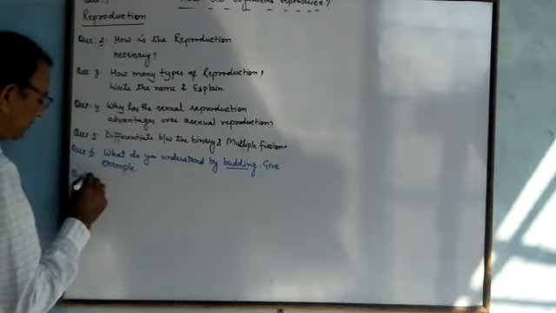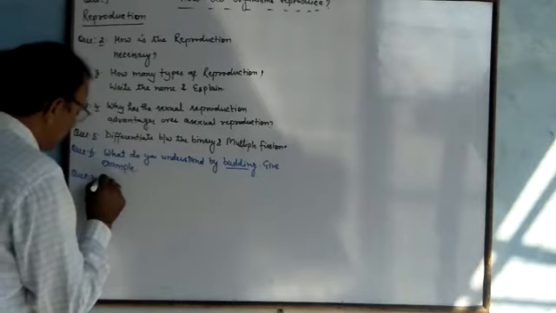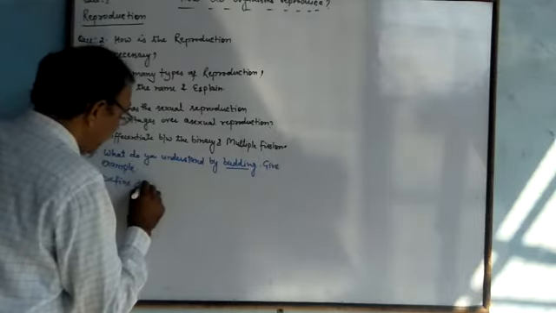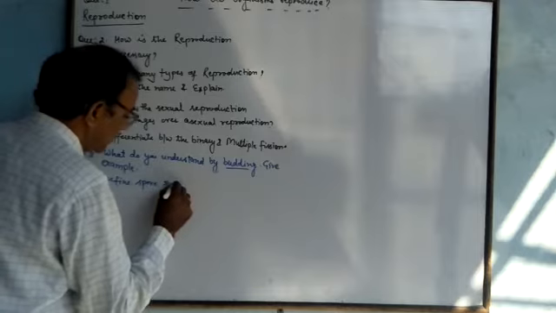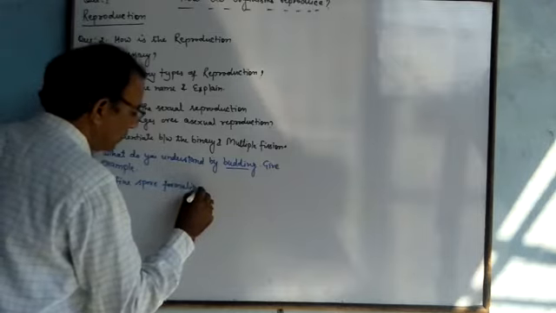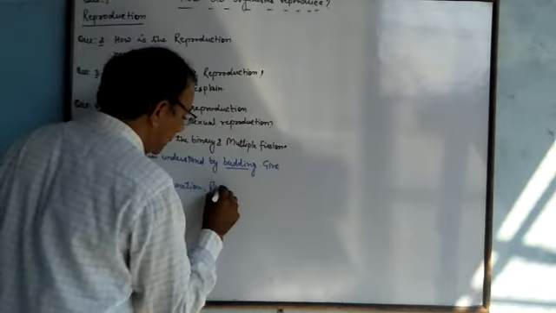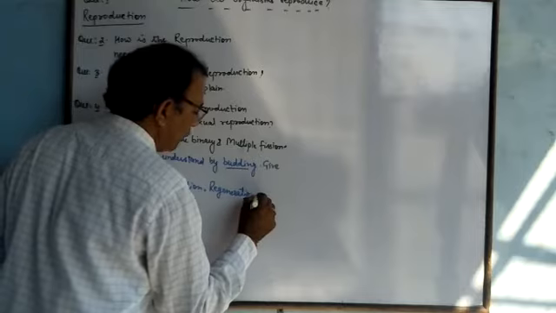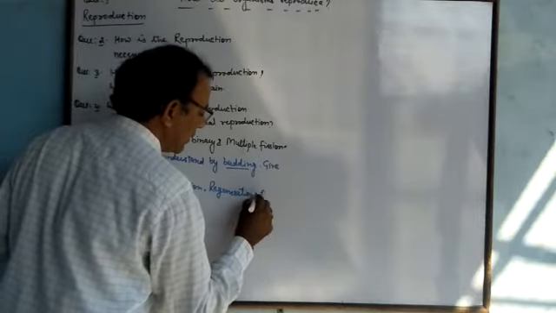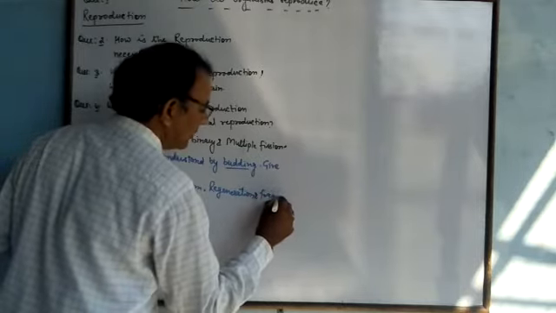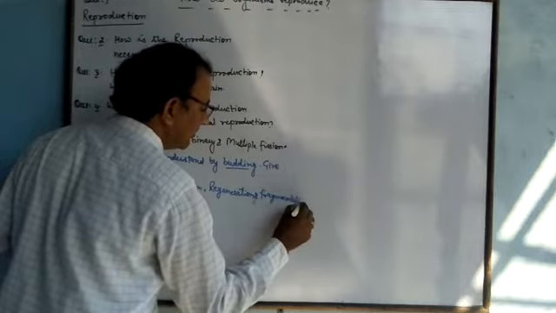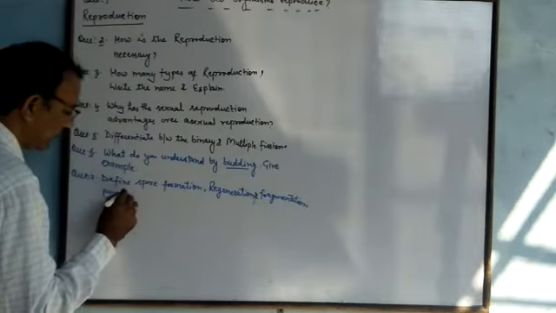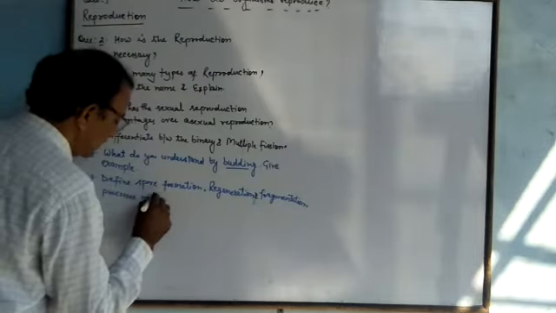Next, question number 7 is define spore formation, regeneration, fragmentation processes with example.